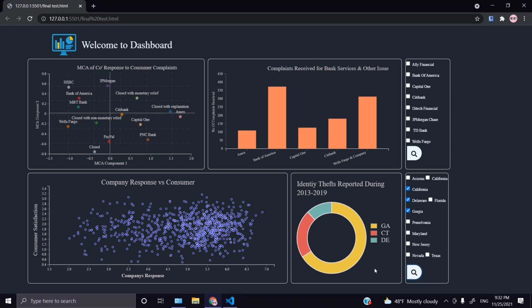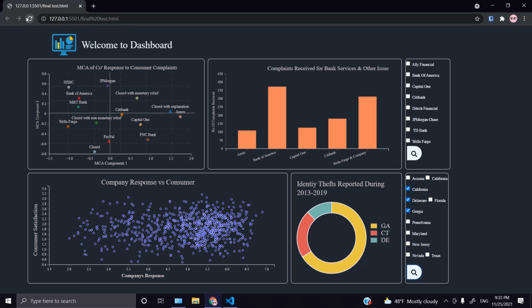So this bar chart only provides you the information of how many were reported. It does not provide to whom they were reported. It just calculates the number of identity thefts that have been reported to these consumers.